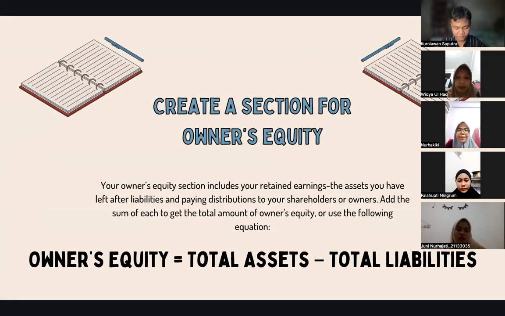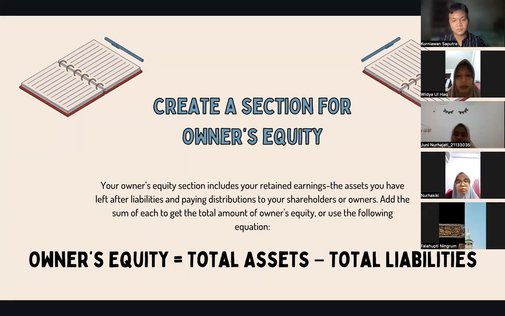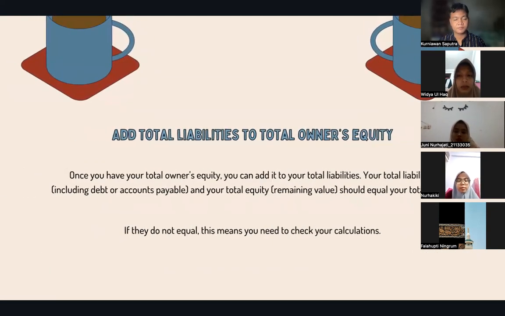Create a section for owner's equity. Your owner's equity section includes your retained earnings, the assets you have left after liabilities, and paid distributions to your shareholders or owners, and you sum them to get the total amount of owner's equity, or use the following equation: owner's equity equals total assets minus total liabilities.